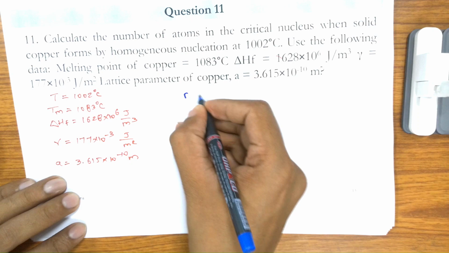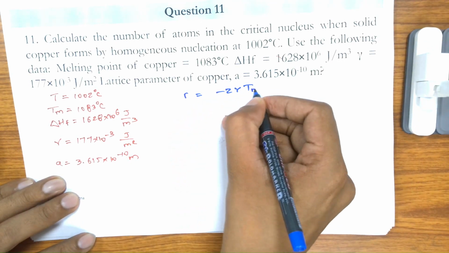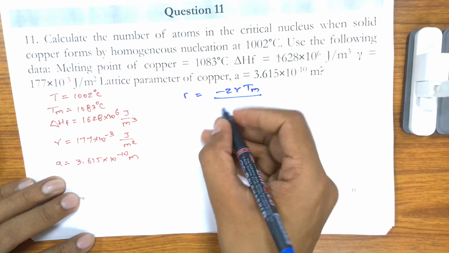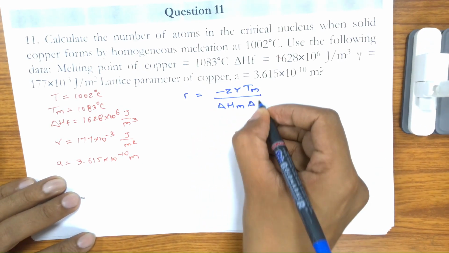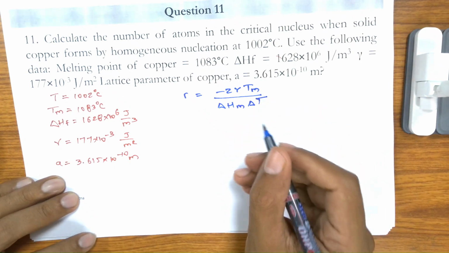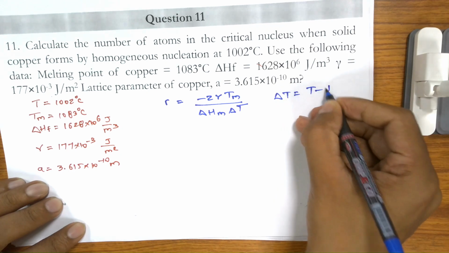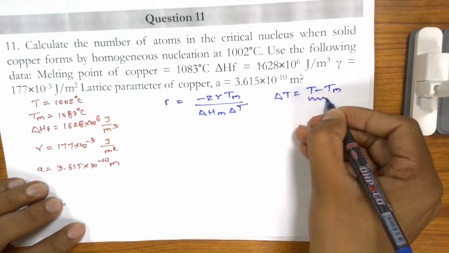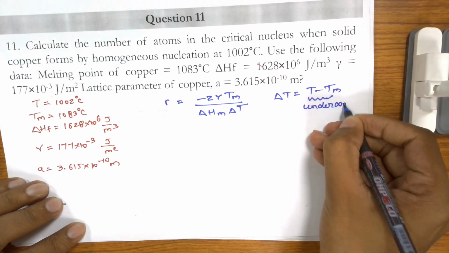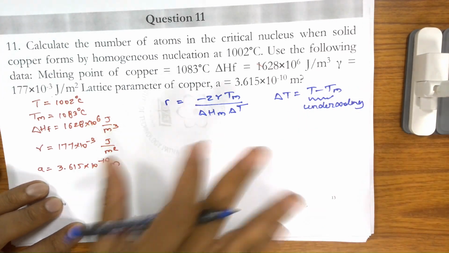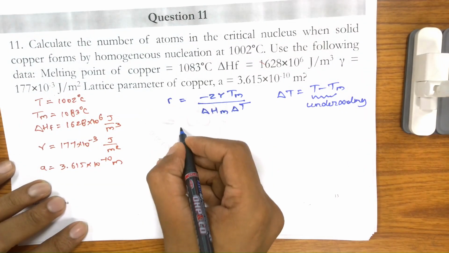The radius of the nucleus, we know it's given by minus 2 gamma Tm divided by delta Hm times delta T, where delta T is given by T minus Tm, which is the extent of undercooling. This question I took from the assignment. It's a very beautiful question.